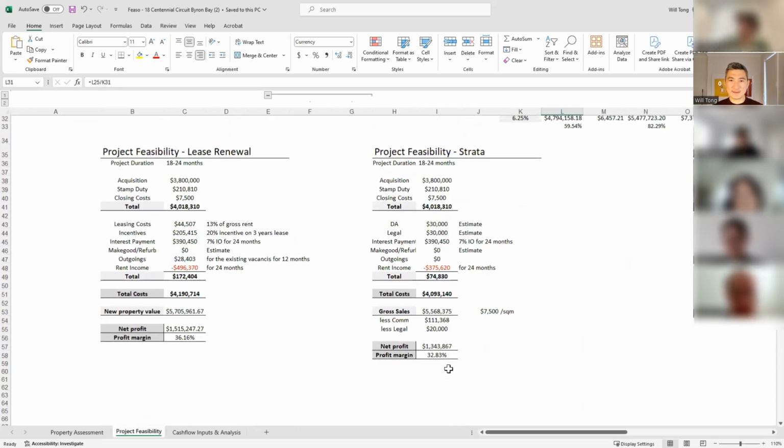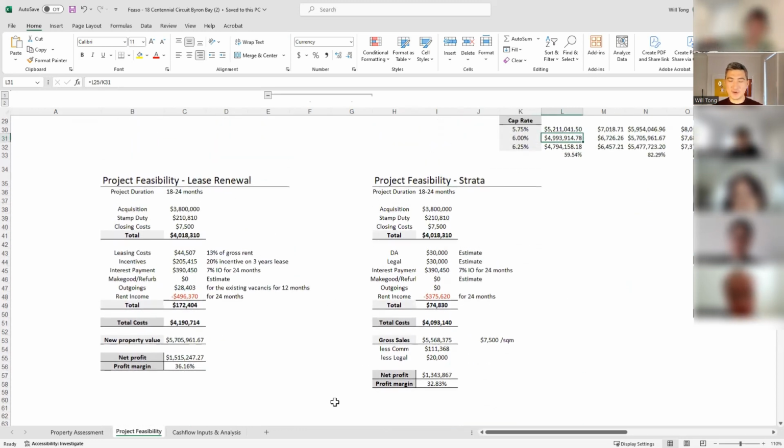Looking at the strata subdivision feasibility, again, pretty straightforward, guys. 3.8 million acquisition price, stamp duty is about 210, closing costs, legal costs and building inspection. So your total acquisition costs are a little bit over $4 million.